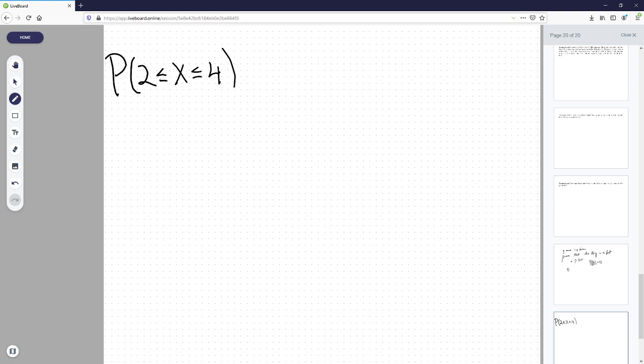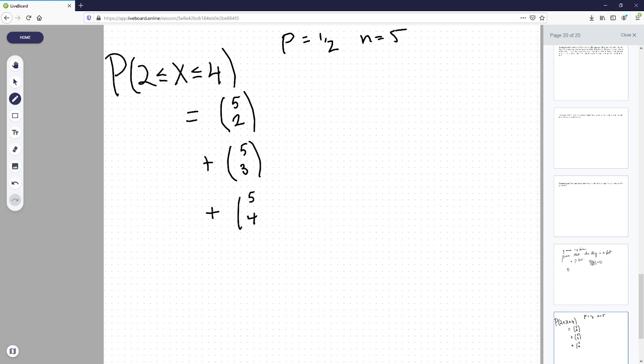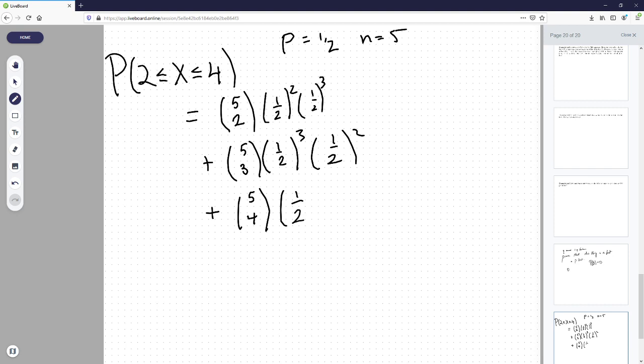So remember that p is equal to 1/2 and the number of trials is 5. So basically here, this thing is just going to be a sum of the binomial formulas. So you're just going to get 5 choose 2 plus 5 choose 3 plus 5 choose 4. And then here you're going to get 1/2 squared, 1/2 cubed, 1/2 cubed, 1/2 squared. And finally, 1/2 to the 4th power, 1/2 to the 1st power.